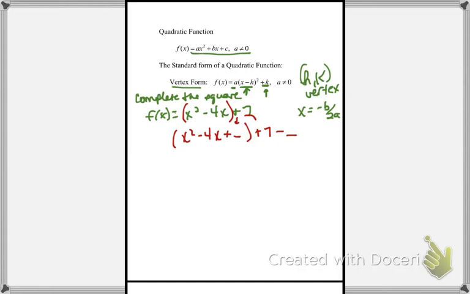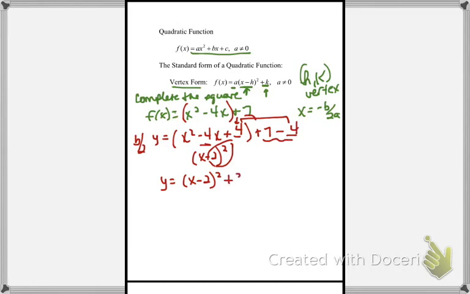Look at your middle term, your b, and take half of b. So half of negative 4 is negative 2. We square it: 2 squared is 4, and put it right here. When you put the 4 there, you will also have to subtract it so that you keep the same equation. To rewrite this, here's our equation, and just combine those like terms, plus 3.